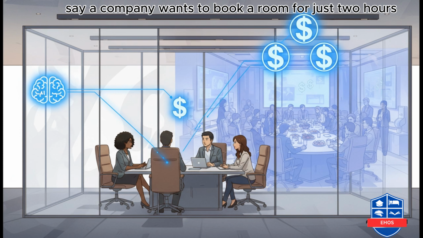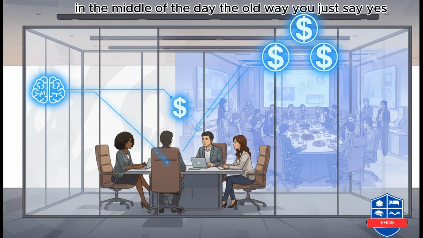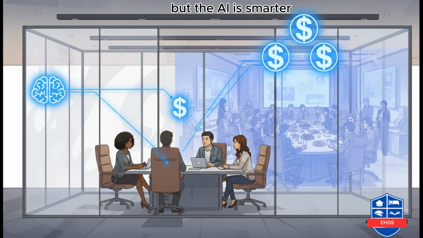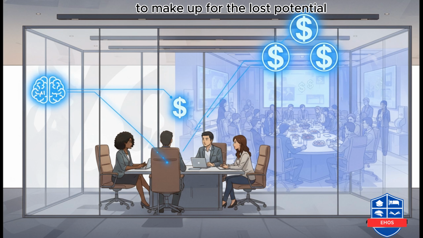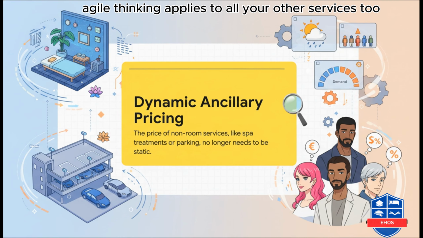Say a company wants to book a room for just 2 hours in the middle of the day. The old way? You just say yes. But the AI is smarter. It instantly analyzes the opportunity cost. It asks, what potential profit are we losing by taking this small booking? If that 2-hour slot could block a much more profitable all-day event with a big catering order, the AI might automatically quote a higher price for that short meeting to make up for the lost potential. It's strategic.